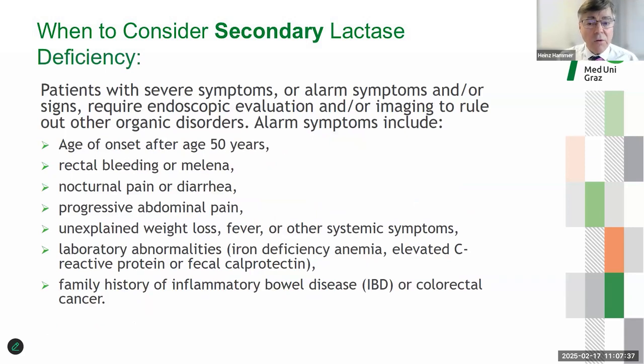Now, when should you consider secondary lactose deficiency and what should be done about that? Well, in patients with severe symptoms or alarm symptoms and/or alarm signs, they require endoscopic evaluation and/or imaging to rule out other organic disorders. Now, alarm symptoms include age of onset of symptoms after the age of 50 years, rectal bleeding or melena, nocturnal pain or diarrhea, progressive abdominal pain, unexplained weight loss, fever, or other systemic symptoms, laboratory abnormalities like iron deficiency anemia, elevated C-reactive protein or fecal calprotectin, and a family history of inflammatory bowel disease or colorectal cancer.